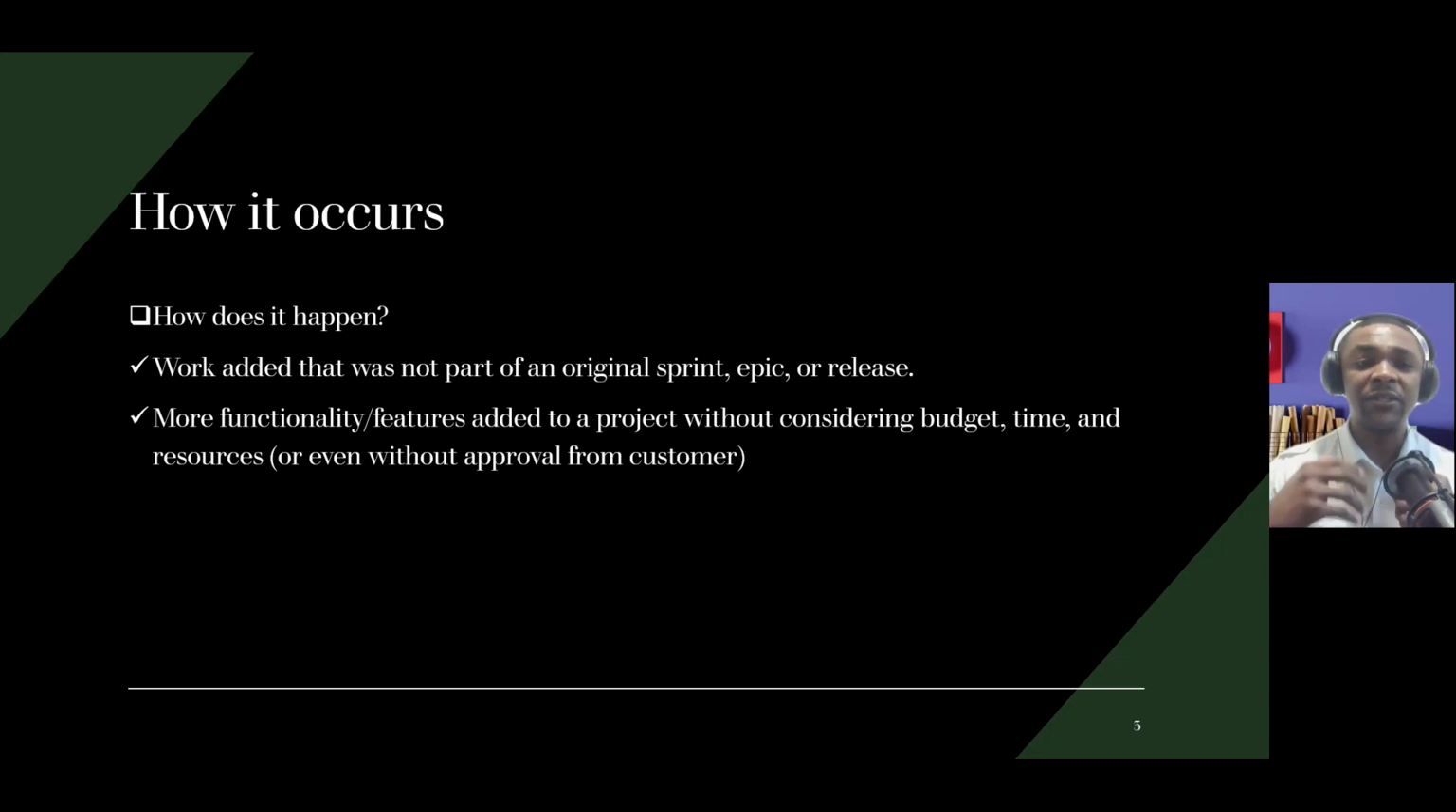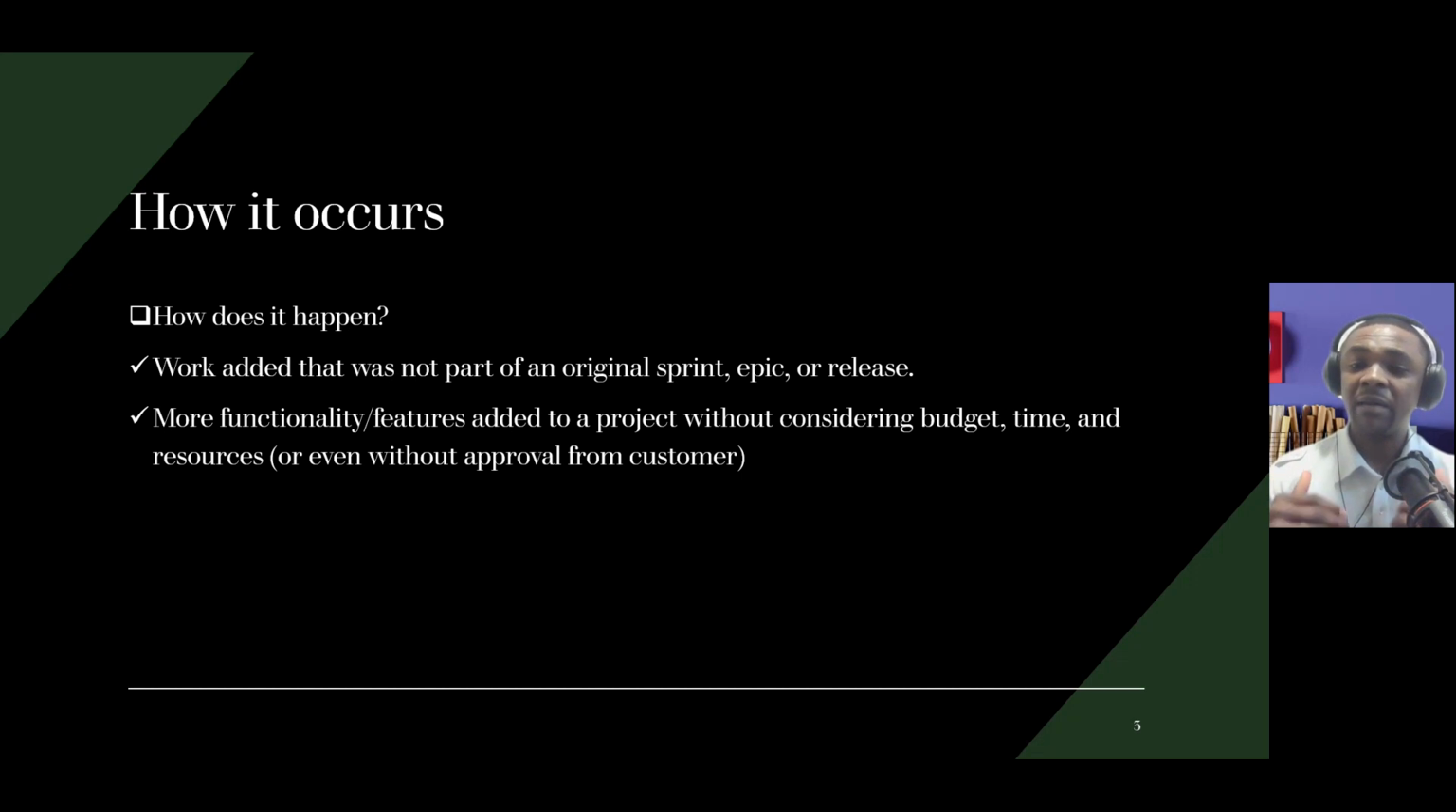Okay, so how does this scope creep really occur? How does it happen? Does it just come from thin air? Or does it happen accidentally? Or does it happen intentionally? Well, it does happen in a number of ways, but the two major ways that it happens, one is what is added that was not part of the original sprints.